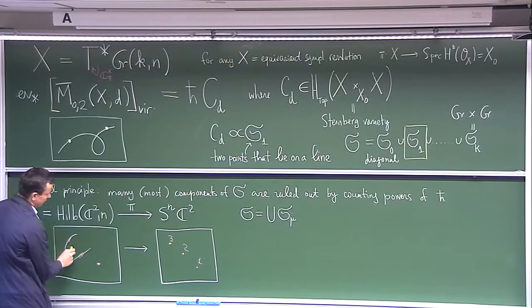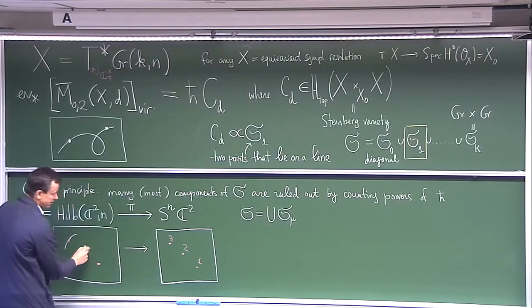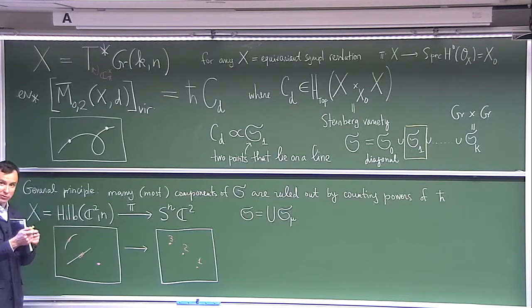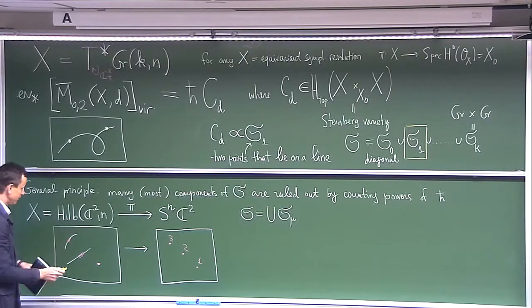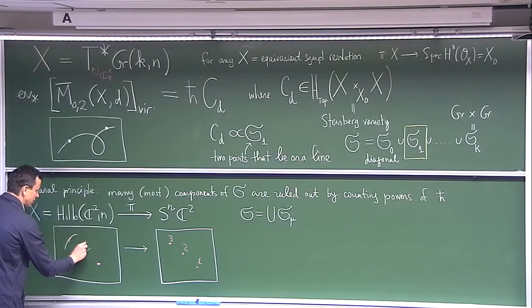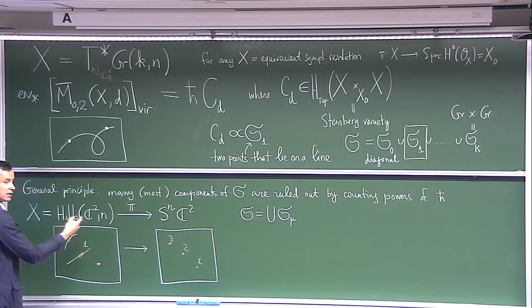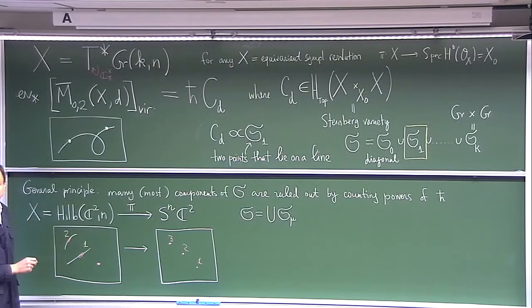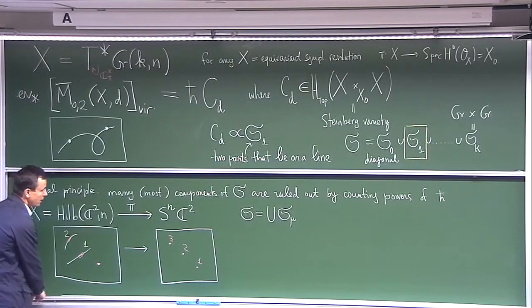In particular, what's the dimension of the fiber? If I have 2 points come together, then they could come together along some direction. The dimension of the fiber is you lose one dimension here. And in general, if you have 3 points, you lose 2 dimensions, and so on.